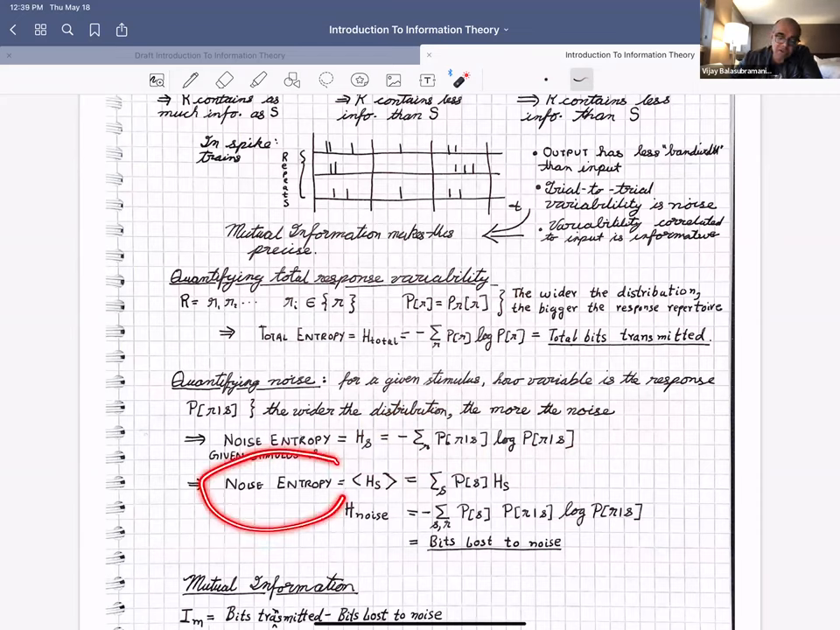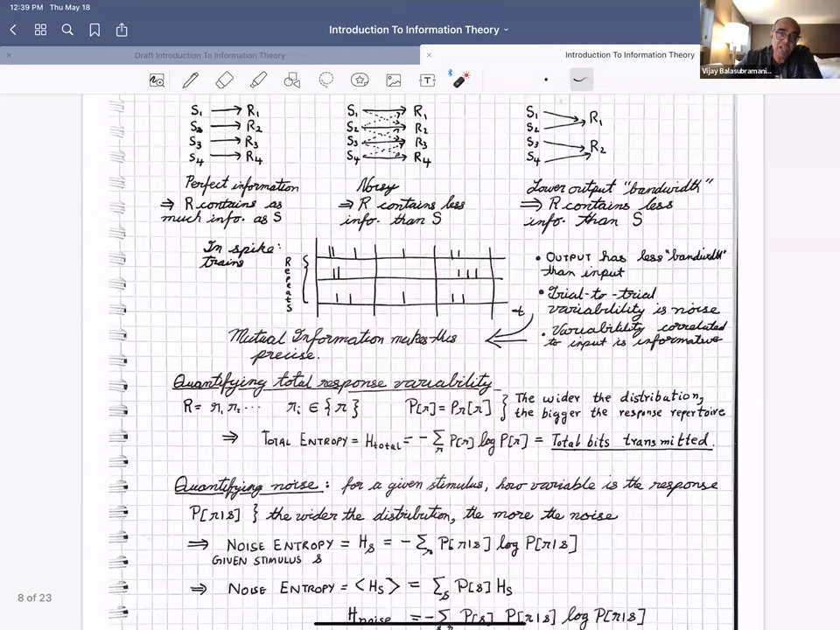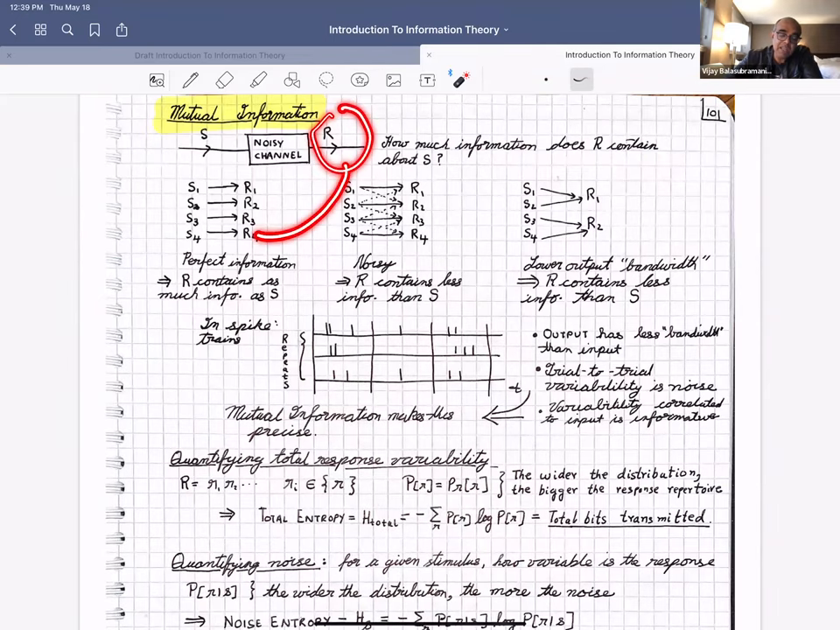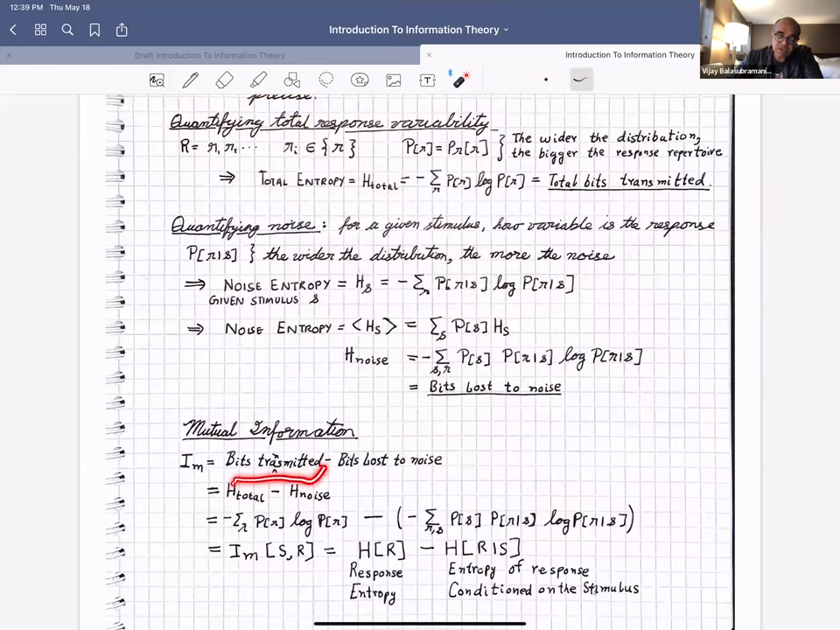And then the thing called the noise entropy is the average of this over all possible inputs that you could have distributed, that you could have put into the system. So this quantity, the noise entropy, quantifies the bits of information lost to noise. So the mutual information, which is supposed to quantify how much the output of the channel R tells you about the input to the channel S, that quantity is measured as the bits transmitted minus the bits lost to noise. So it's the total entropy of the output minus the noise entropy.